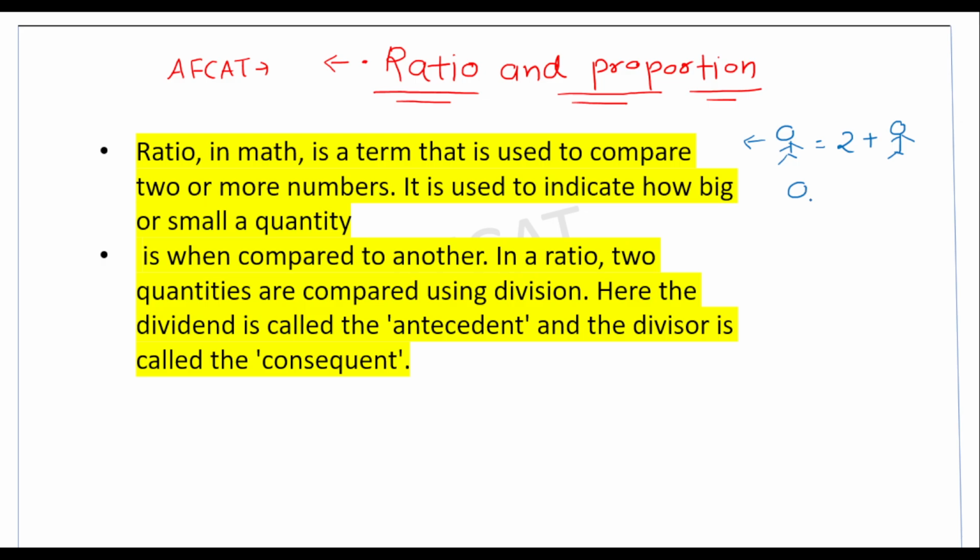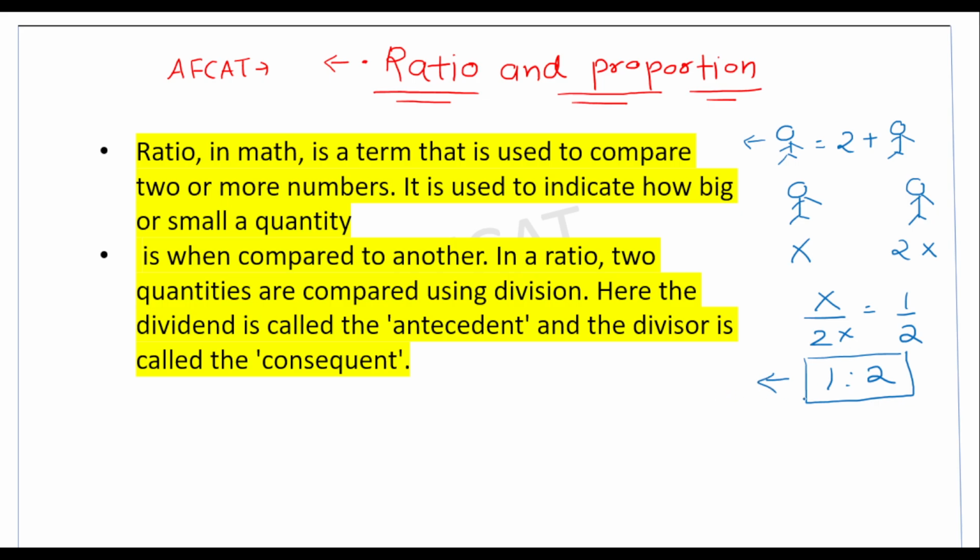Suppose your age is x and this boy's age is 2 times your age. So what can I write? 2x. Now when I compare, I will say x upon 2x, it will be 1 by 2, and I can write this in the form 1:2. So it is a ratio, and the sign of ratio is this.